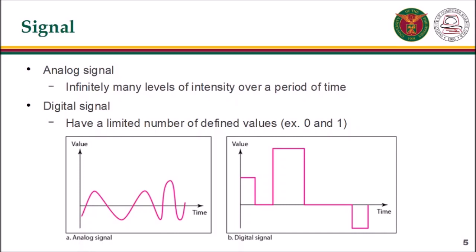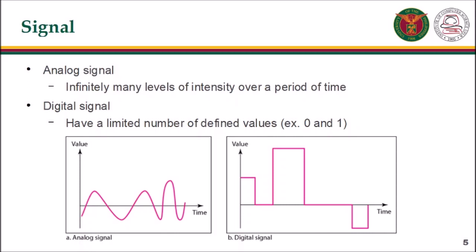Like the data they represent, signals can be either analog or digital. An analog signal has infinitely many levels of intensity over a period of time. As the wave moves from value A to value B, it passes through and includes an infinite number of values along its path. A digital signal, on the other hand, can only have a limited number of defined values. Although each value can be any number, it is often as simple as 1 or 0.